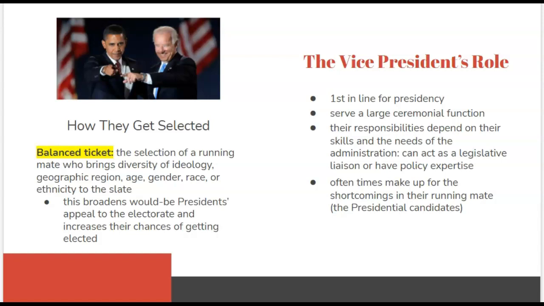So what is the role of the vice president? For the most part, they also are required to fill the same qualifications. They're first in line for the presidency, so that makes sense. Their role is largely ceremonial, so if the president cannot fulfill the responsibilities of maybe traveling to foreign nations or serving as the chief diplomat, a lot of the time this is where the vice president may come into play, and oftentimes they make up for the shortcomings of their running mate, basically presidential candidates.